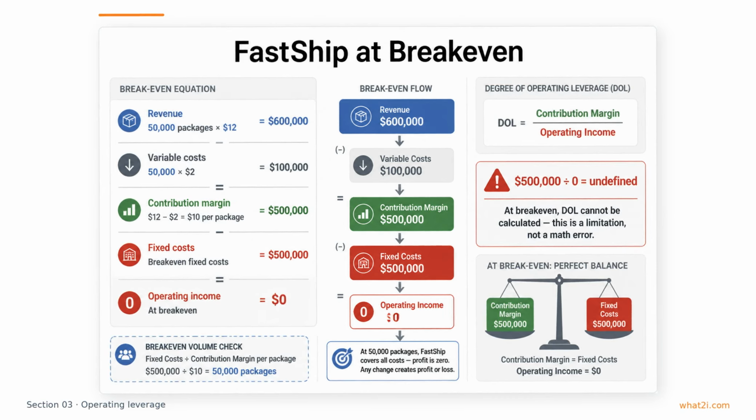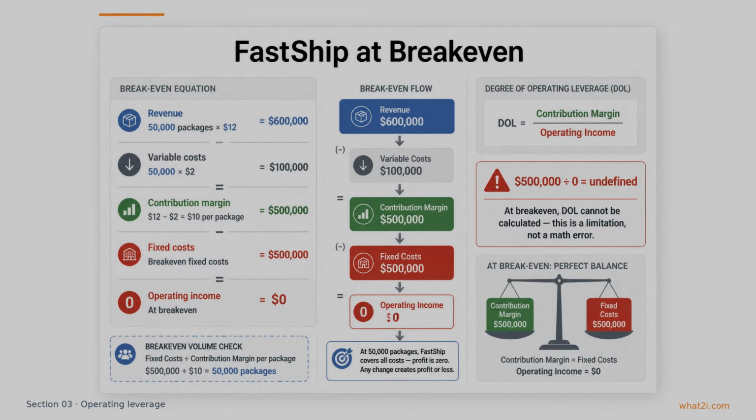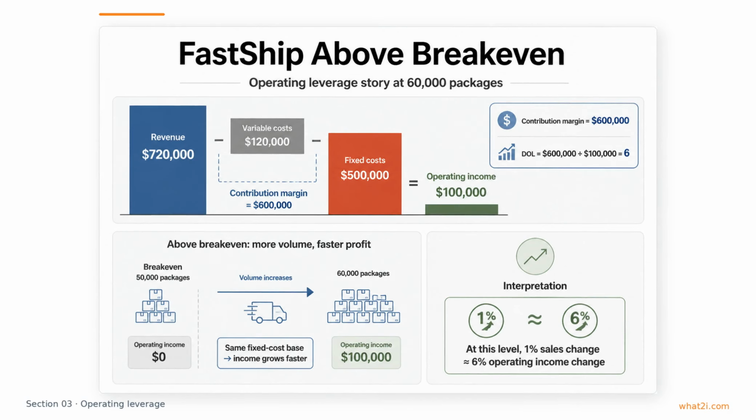Because DOL equals contribution margin divided by operating income, the formula would require dividing by 0, so DOL is undefined here. That is not a mistake in the math. It is a sign that sensitivity is extreme at the break-even point. Once Fastship moves above break-even, the effect becomes easier to see.